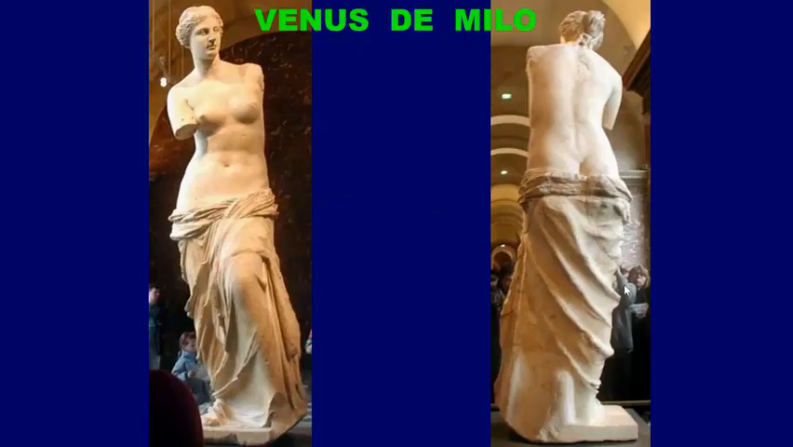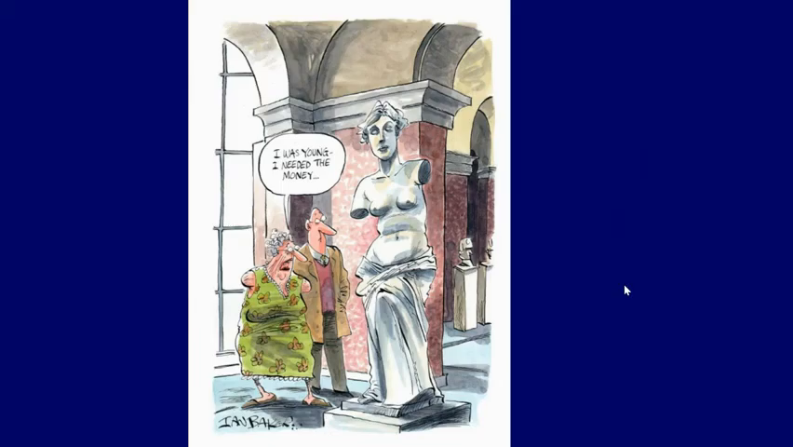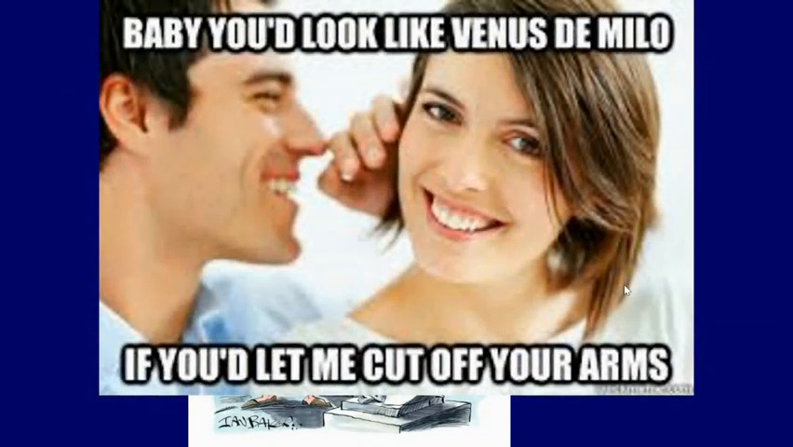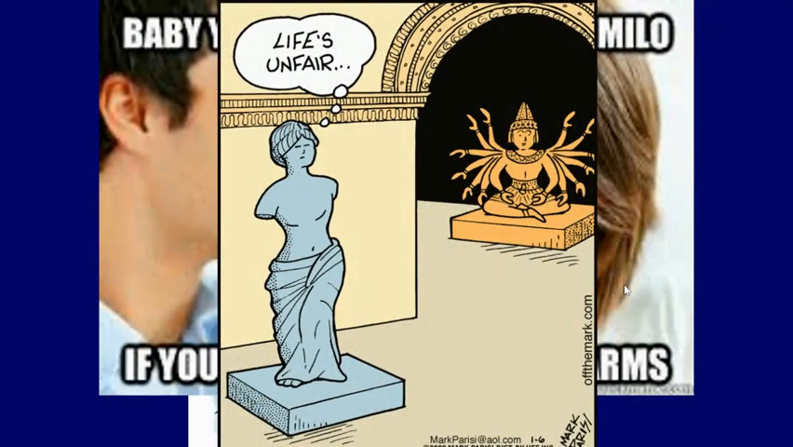I put in a couple of jokes on this one. It says, I was young, I needed money. And so the joke there is that she sold her arms for money. This guy says, baby, you'd look like Venus de Milo if you let me cut your arms off. And that's a really creepy thing to say. And she's smiling. She thinks that's funny. And then she's jealous of the Shiva sculpture that's next to her.